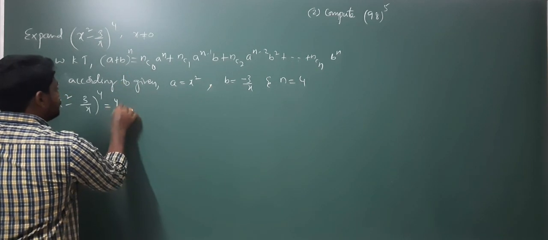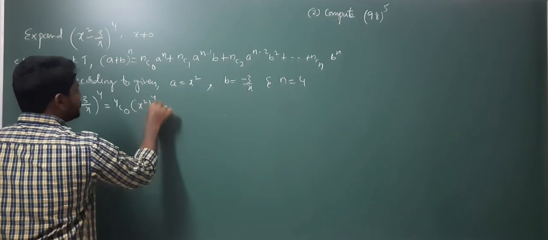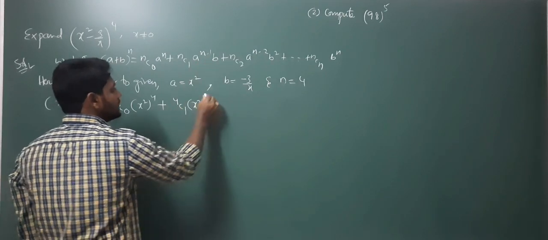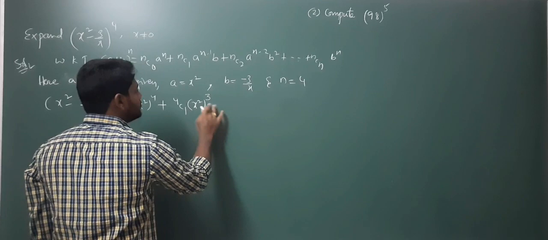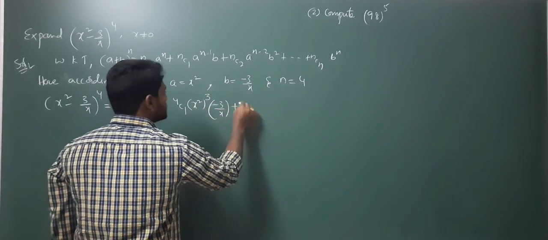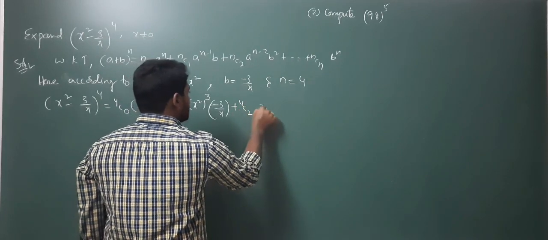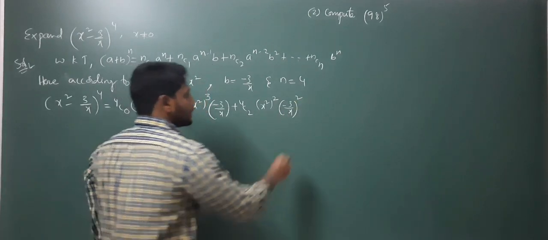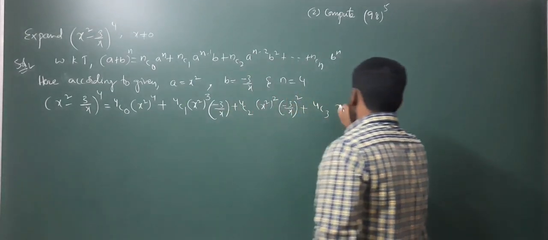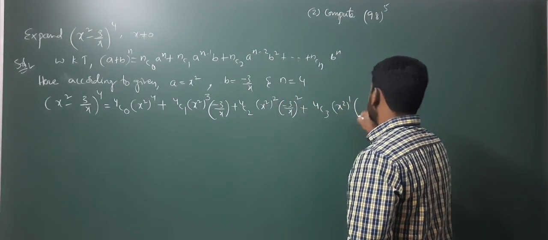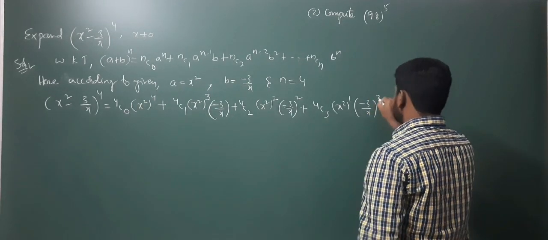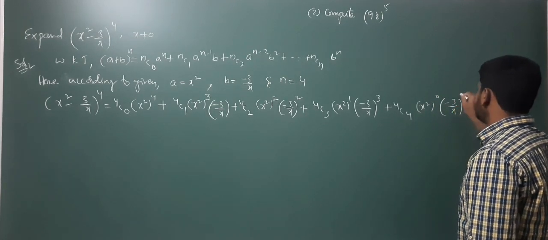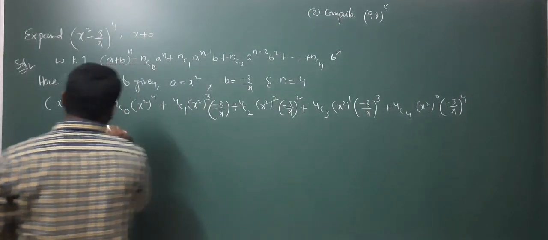So substitute those values. 4C0 x square power 4 plus 4C1 x square power 4 minus 1 into b, where b is minus 3 by x, plus 4C2 x square power 4 minus 2 into (minus 3 by x) whole square plus 4C3 x square power 4 minus 3, nothing but 1, into (minus 3 by x) whole cube plus 4C4 x square power 0 into (minus 3 by x) whole power 4. So like that we need to expand. After that we need to simplify.